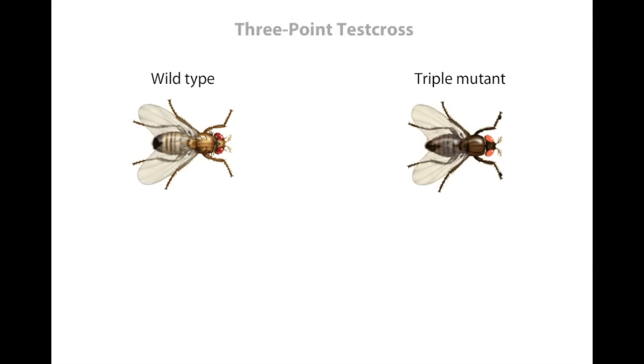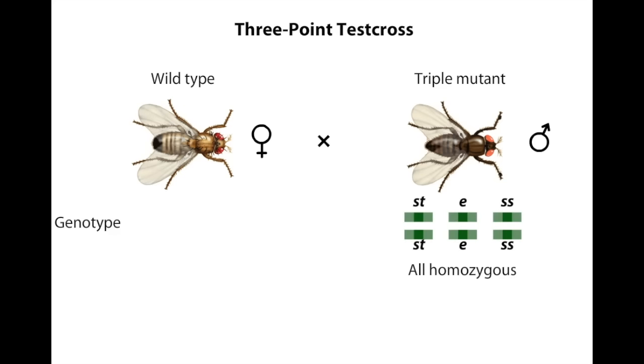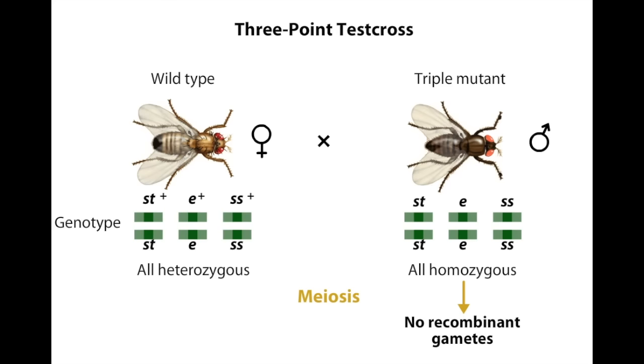We set up a 3-point testcross to examine recombination among the mutant loci. Our triple mutant male parent is homozygous for all 3 mutations. All male gametes will carry all 3 recessive mutations. No recombination can occur. Our wild-type female parent is heterozygous for all 3 mutations, and the mutations are coupled on 1 chromosome. Meiotic recombination in this parent should be easy to detect in her progeny.